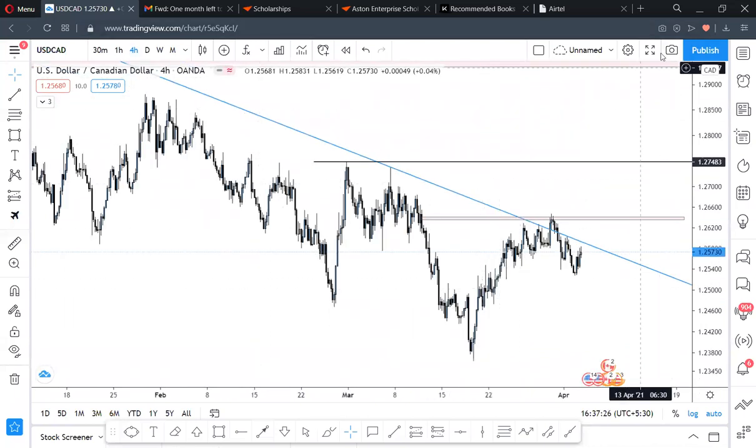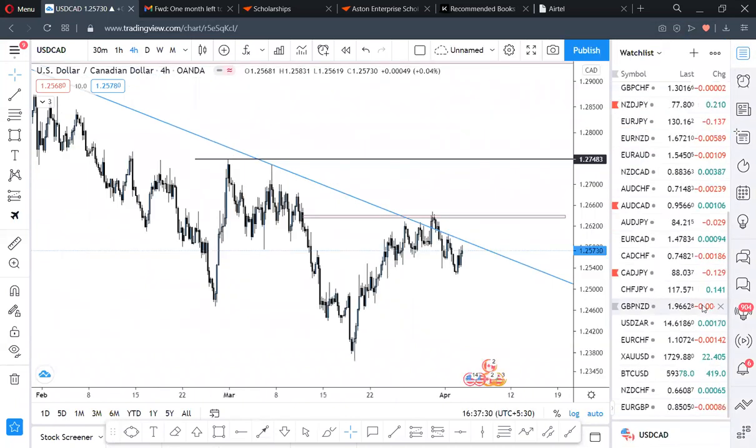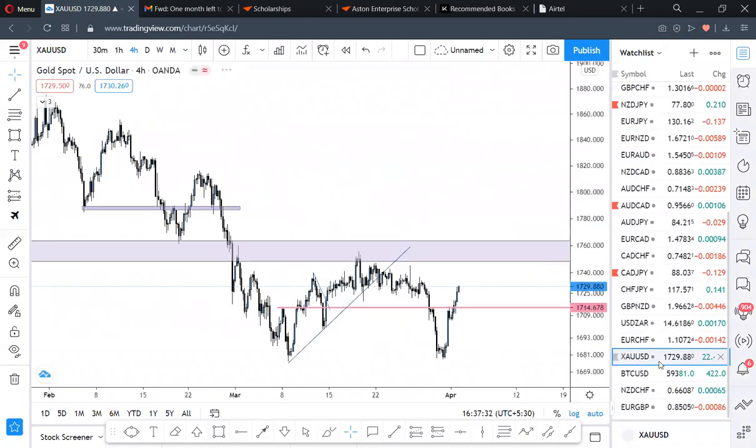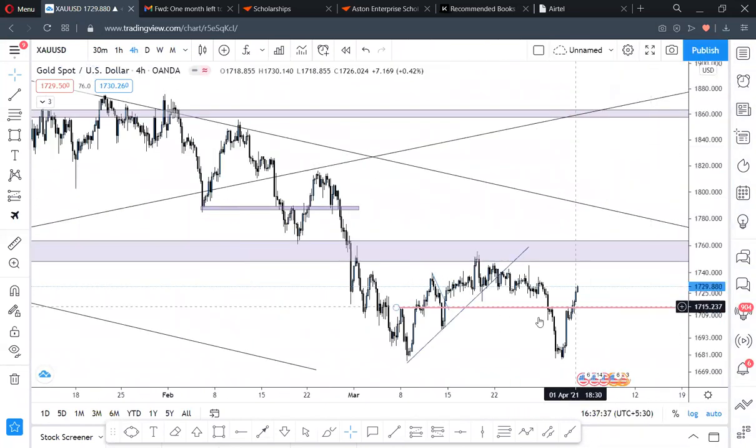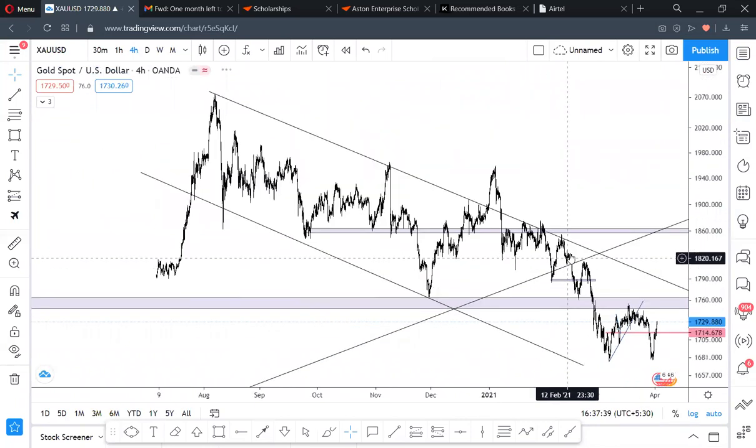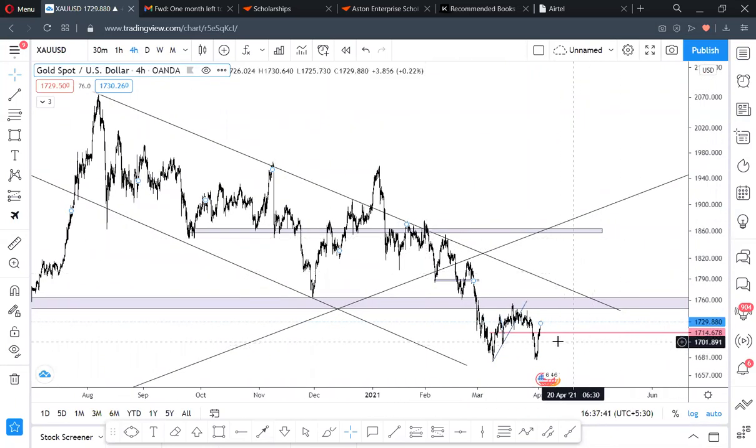Any other pair at all? Gold. Somebody said gold. Let's go to gold. This is our analysis on gold. We are still not bullish.